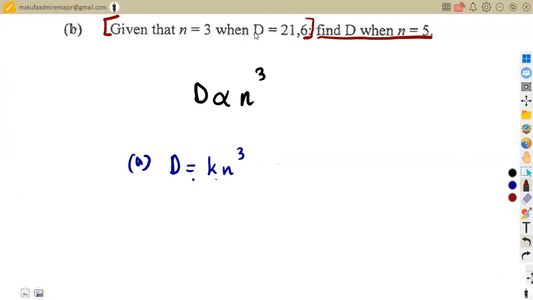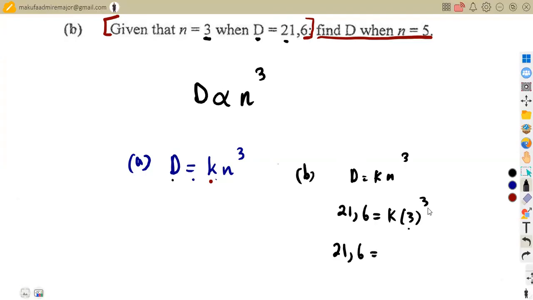From this given information, you can calculate the value of k. How are we going to do so? We are going to substitute, since we say d is equal to k times n to the exponent of 3, we are given that at that moment d is 21,6. So 21,6 is equal to k times n to the exponent of 3, where our n is 3. So 21,6 is equal to k times 3 to the exponent of 3. That's 3 times 3 times 3, 9 times 3, which is going to be 27k.